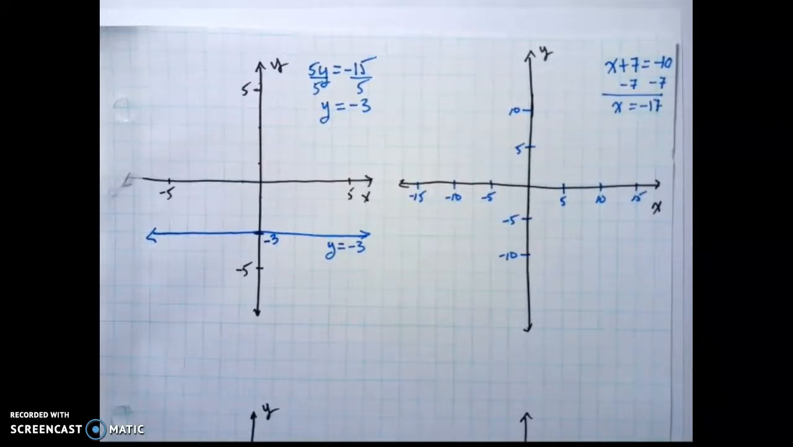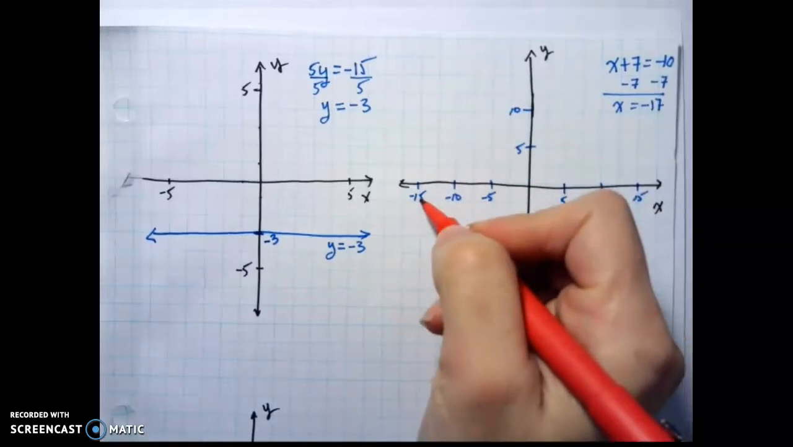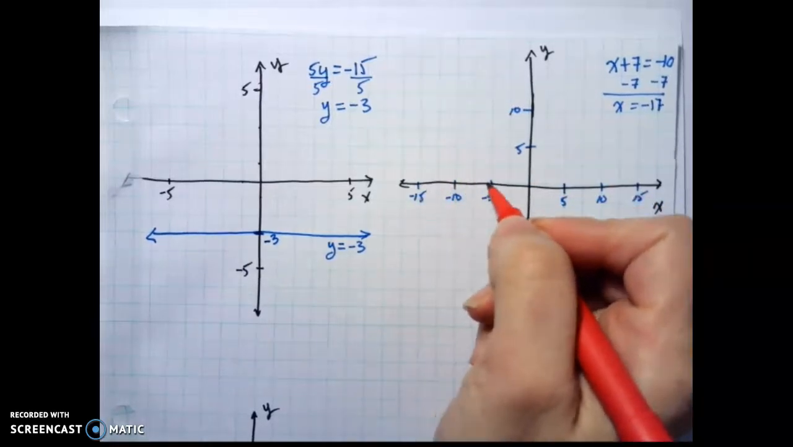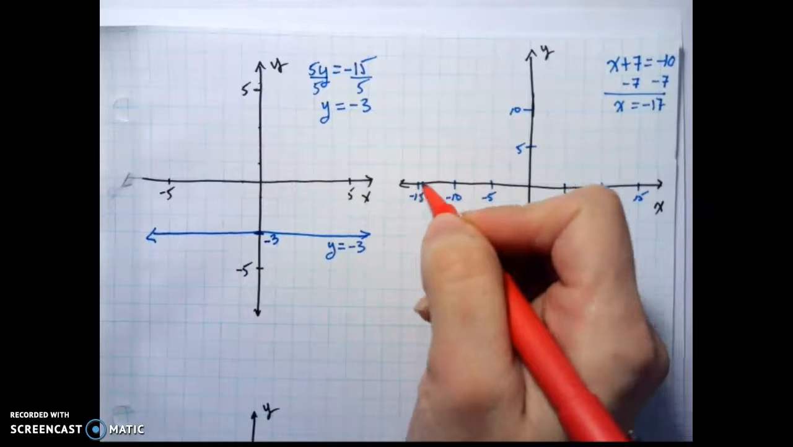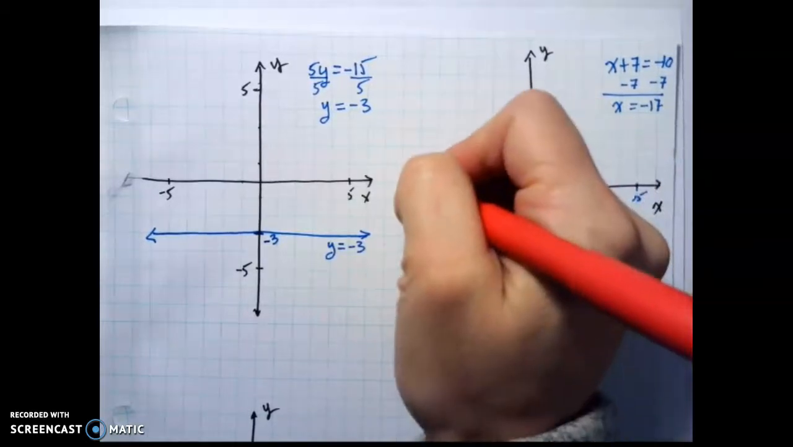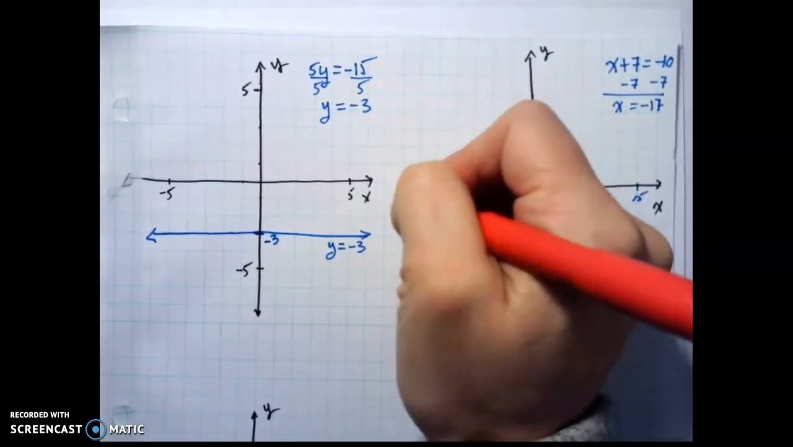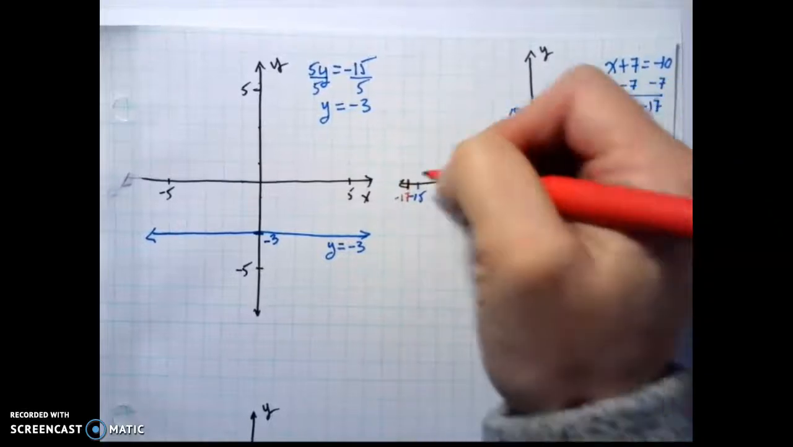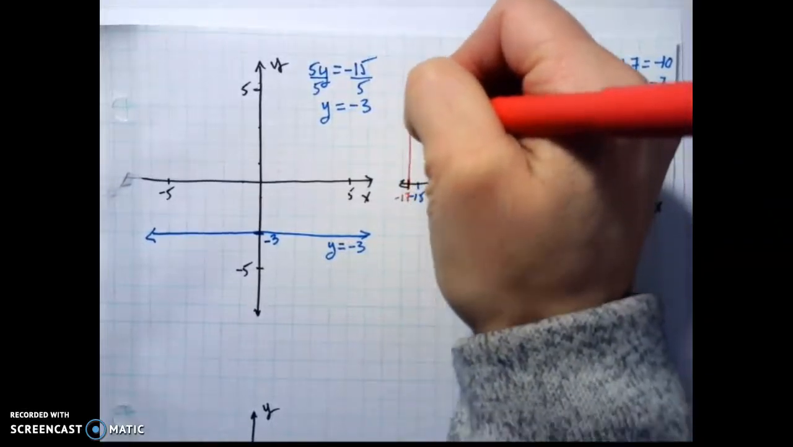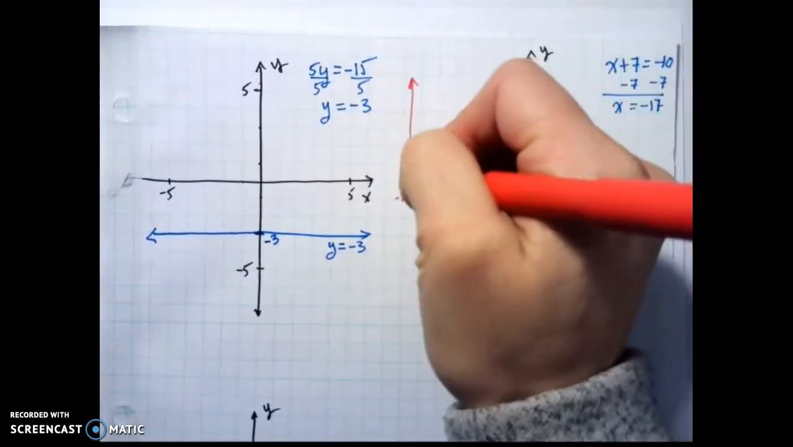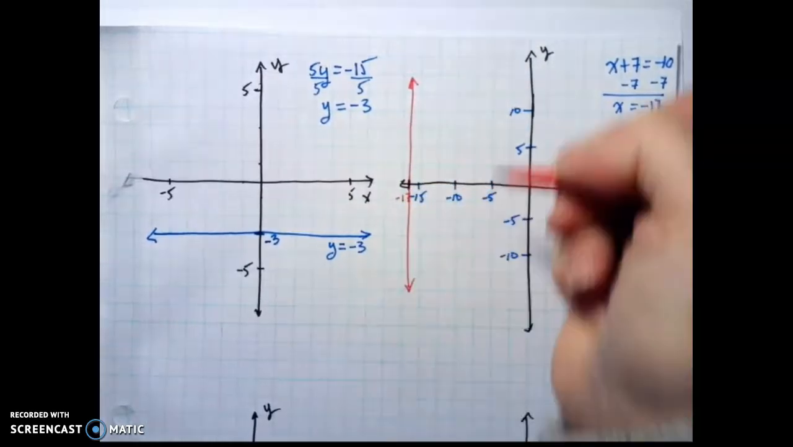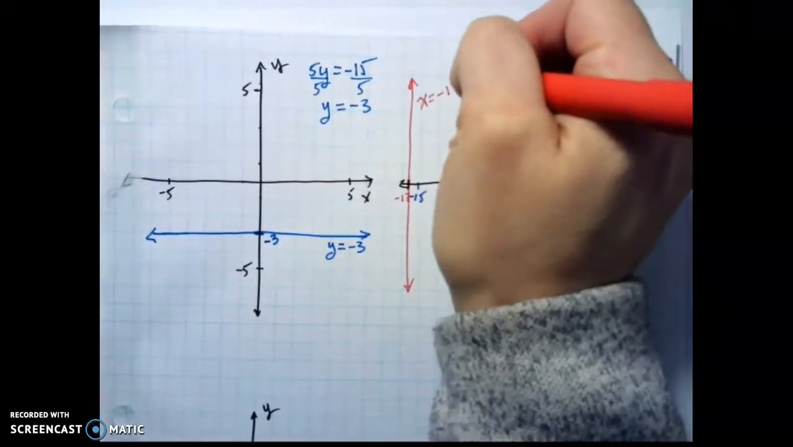All right, so I want -17. This is x equals -17, so I have a vertical line. Let me change colors here. I want a vertical line that passes through the x-axis at -17. Here's -15 on the x-axis. I can approximate. I have about 5 values in between here and here, so let's say it's about here. Call that -17, and then I'll draw my vertical line right through that point. x equals -17.